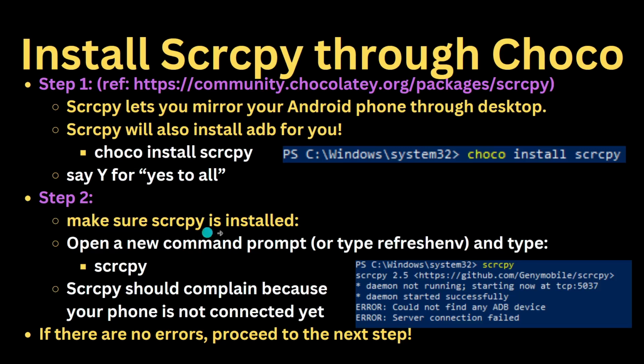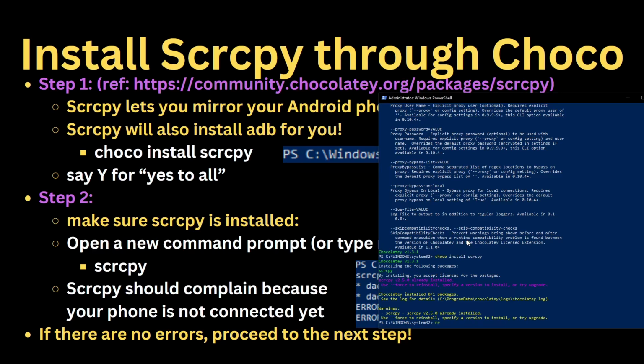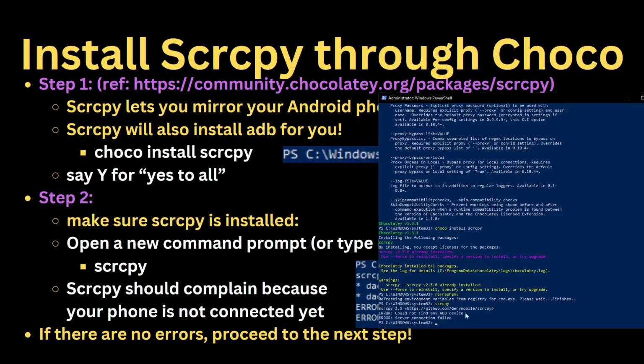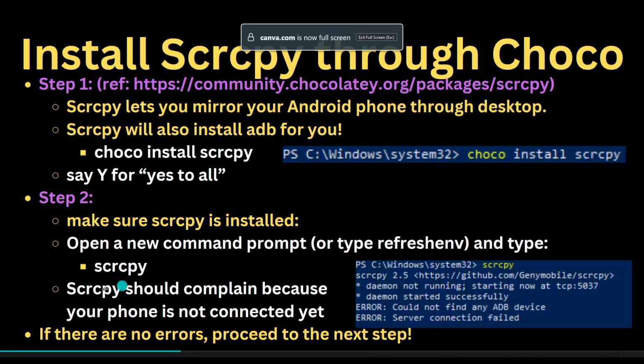So make sure scrcpy is installed. Open a new command prompt or type refreshenv and type scrcpy. So for me, I just will type refreshenv. It will refresh the environment variables, and then I'll type scrcpy. And as you can see, scrcpy is already installed in my Windows, and it already tried to connect to my device, and it failed because I haven't connected my Android phone to my computer yet. scrcpy should complain because your phone is not connected yet. If there are no errors, let's proceed to the next step.